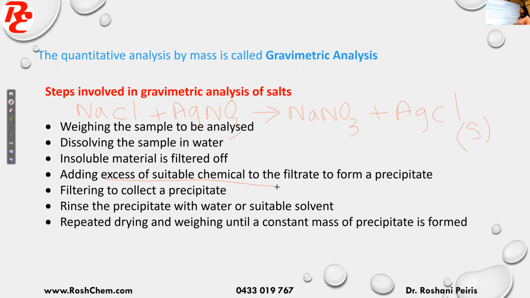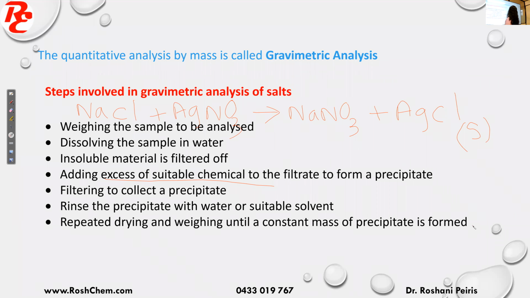So why do we have to rinse the precipitate? With the precipitate, you have sodium nitrate produced and also you added excess of silver nitrate and there can be other impurities. So by rinsing, we get rid of all these impurities, right? So that you can get a pure precipitate. And then repeat drying and weighing until a constant mass of the precipitate forms. To make sure there's no water, you have to heat it, you have to dry it until you get a constant mass.